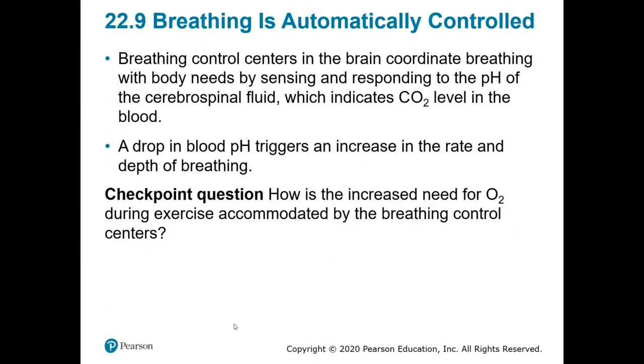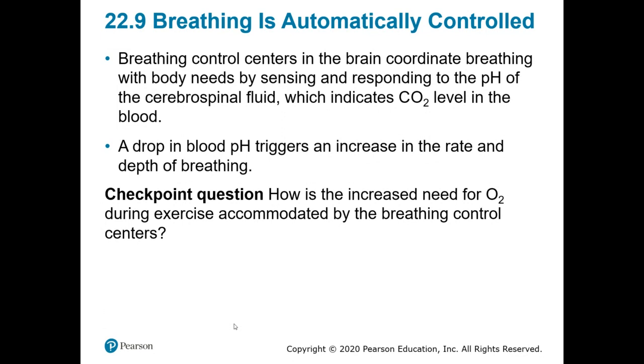We have control centers in the brain, which respond mainly to CO2. If I ask you which gas is the most important as far as regulation of breathing, most people would say, well, oxygen. We got to get oxygen. But it's really the CO2 that triggers breathing.